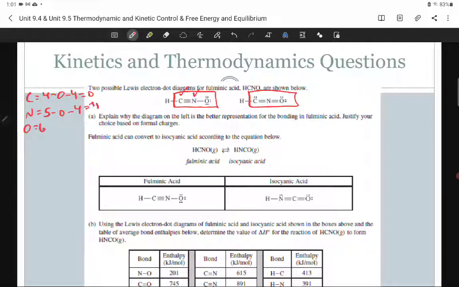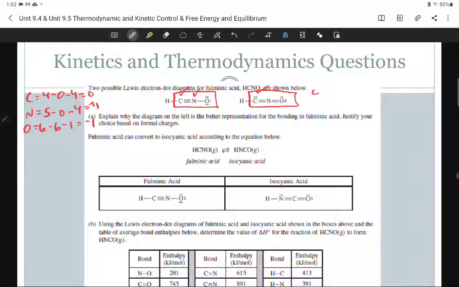Oxygen, 6 valence electrons, 6 unshared, and then we have 1 that's shared, or half of the 2 that are shared is 1. So that gives you a -1. So not ideal, but it might be better than what we're going to get over here.